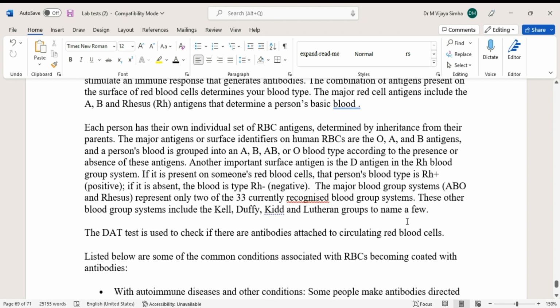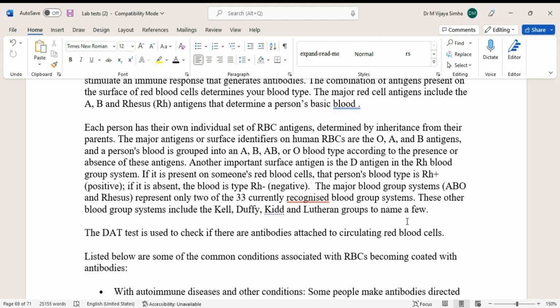Another important surface antigen is D antigen in the Rh blood group system. If it is present on someone's red blood cells, that person's blood type is Rh positive. If it is absent, the blood type is Rh negative.